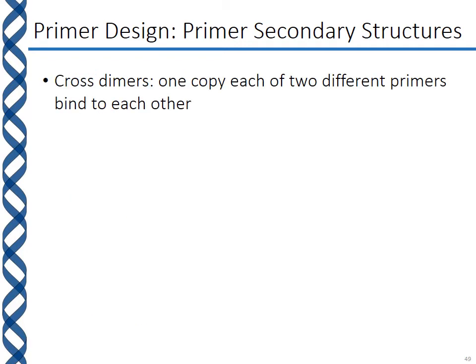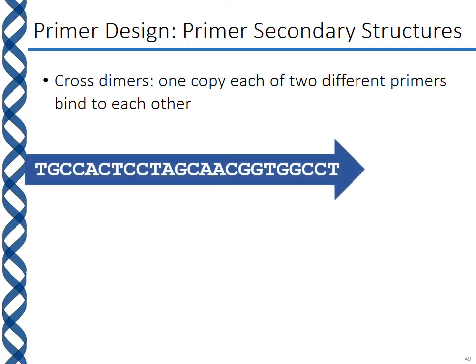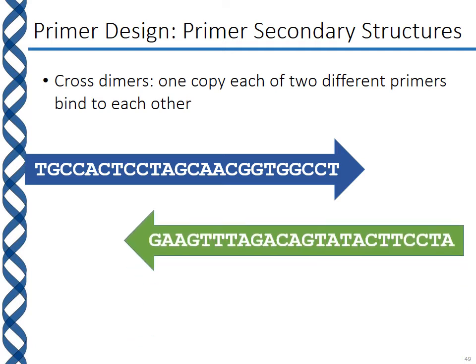The situation with cross dimers looks a lot like what we just saw with the self dimers, except that instead of two copies of the same primer molecule, you have two completely different primer molecules that are binding to each other. So say for example we have a forward primer with this sequence, and we try to amplify with a reverse primer of this sequence. Each of these primers are designed to bind to a specific part of the template DNA, X length apart, say 300 base pairs, and amplify that.